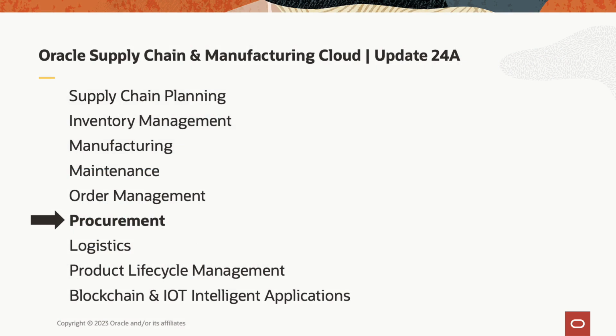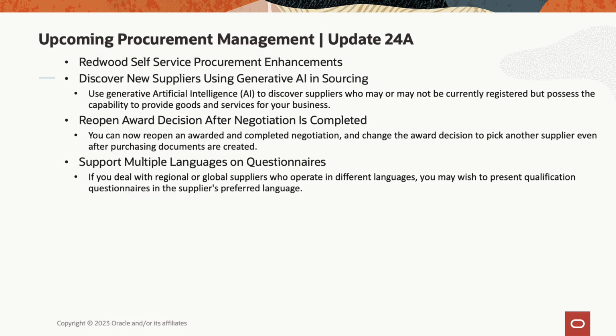Now on to procurement. This is covered in detail in the separate procurement spotlight for 24A, but in summary, this update includes Redwood self-service procurement enhancements, the way to discover new suppliers using generative AI in sourcing, the ability to reopen award decision after negotiation is completed, and support for multiple languages on questionnaires. For more information, please review the detailed spotlight for 24A for procurement.